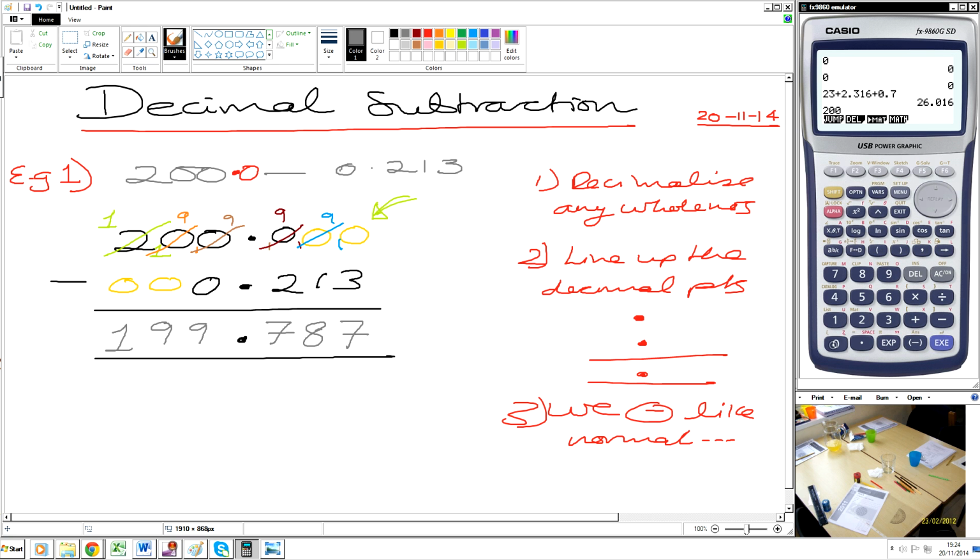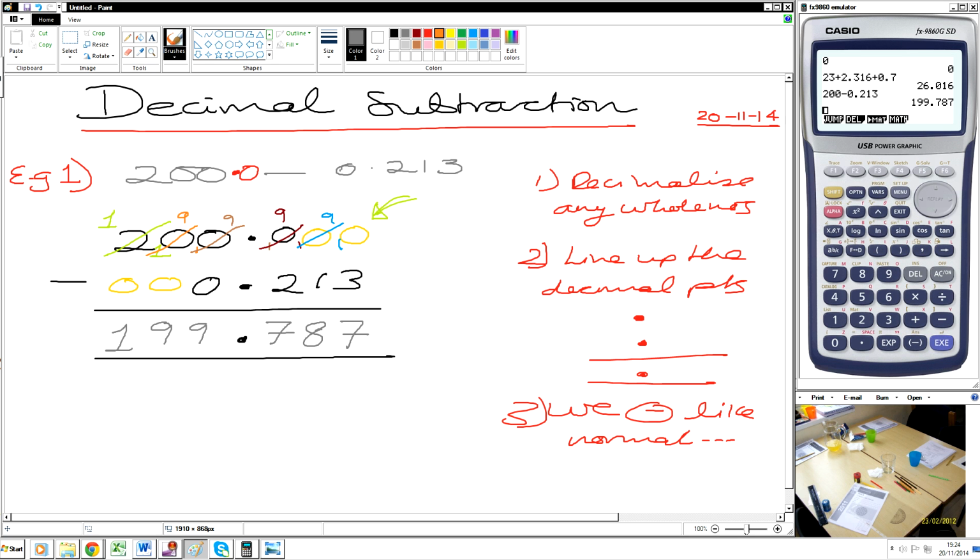Right, let's double check this in the calculator to make sure that we did it all right. Now we're going to enter it without extra decimal points: 200 take away 0.213. And that gives us 199.787. So we can quite confidently say that this is the correct answer.